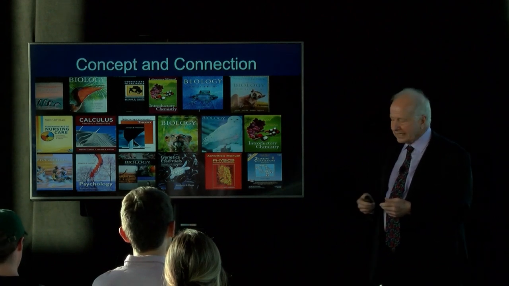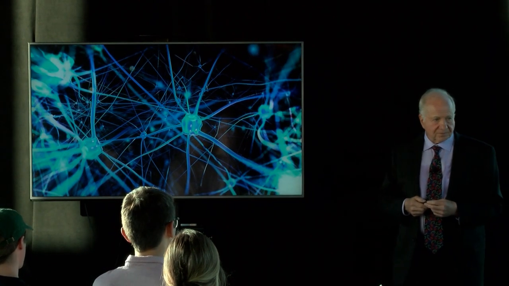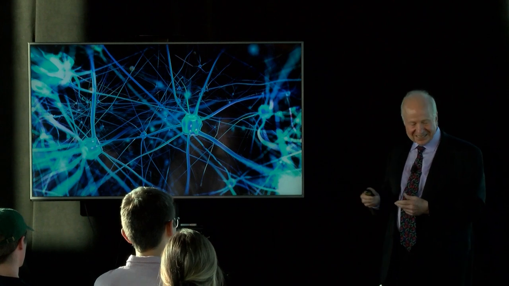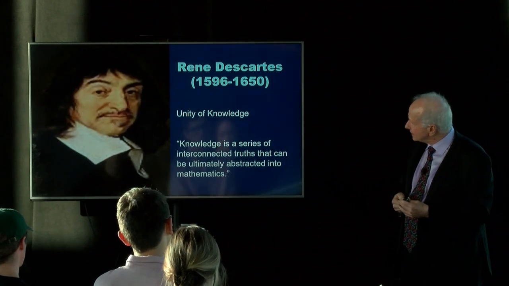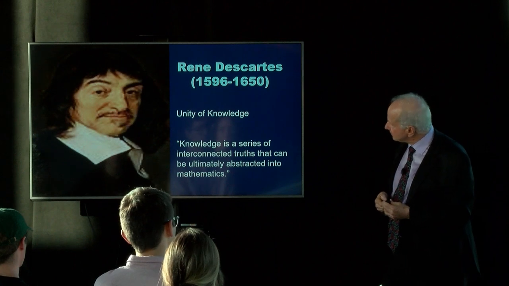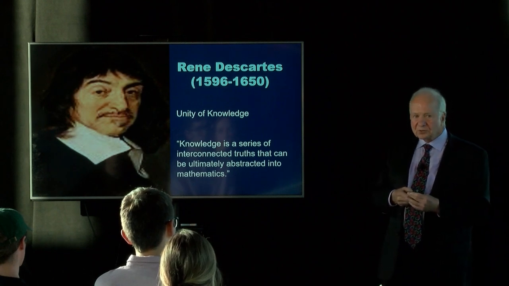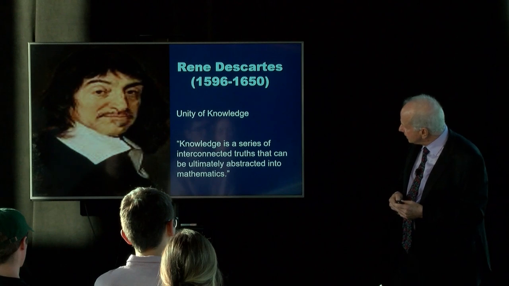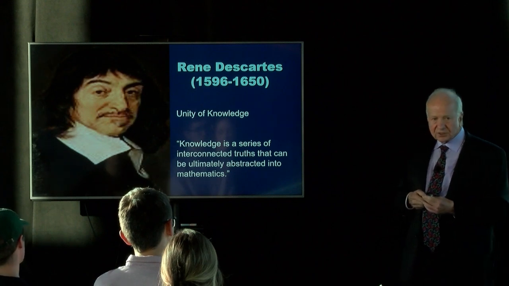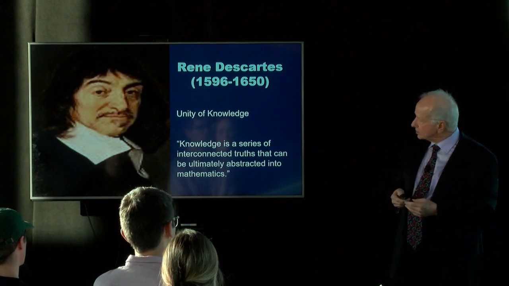So here's just, like the book's concept and connection. Well, if you think about our brain, we've got 10 to the 10th neurons, and each neuron has 7,000 connections. It's concept and connection again. Now, I found this to be fascinating, that Descartes had a series of dreams that really shook him up. And his dreams were that knowledge is a series of interconnected truths that can be ultimately abstracted into mathematics. So he had this idea of the unity of knowledge. It's pretty much the same idea as the concept maps, concepts and connections.